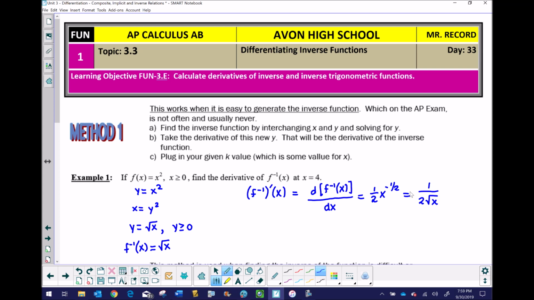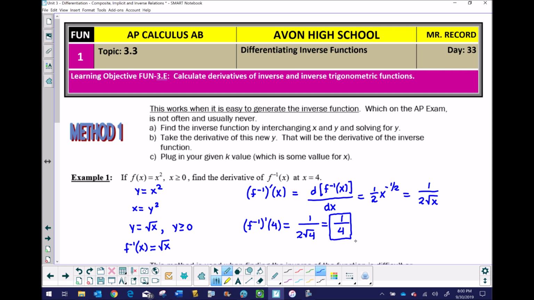Now, specifically to this problem, to finish up, they want us to figure out the derivative at the value x equals 4. So we are going to take that 4, and insert it for the x, just like we normally would. And upon doing so, we would get 1 over 2 times 2, which indeed is 1/4. And that is going to be our answer.